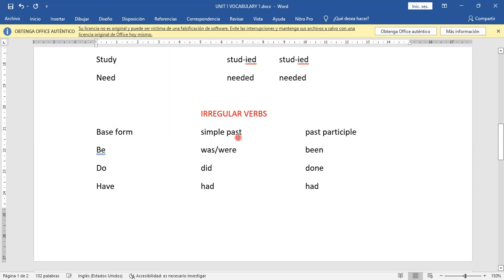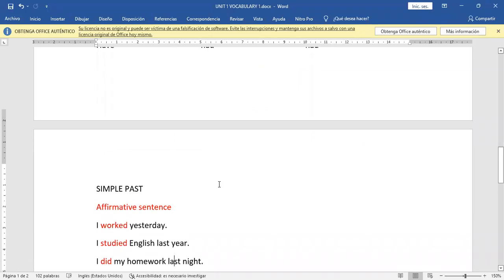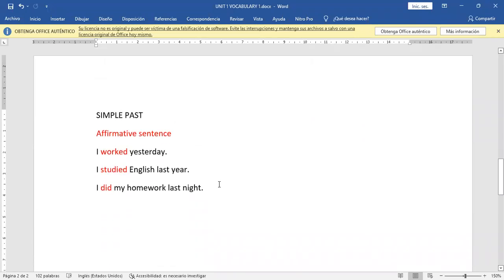Tenía mi mejor amigo. Now you don't have him anymore. Tenía mi mejor amigo hace 2 años. How do you say that in English? I had my best friend.